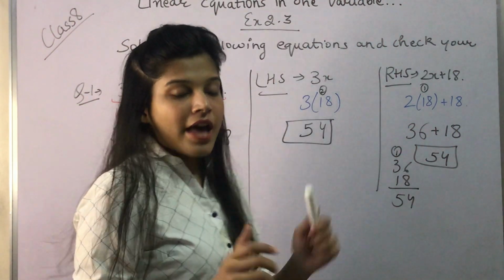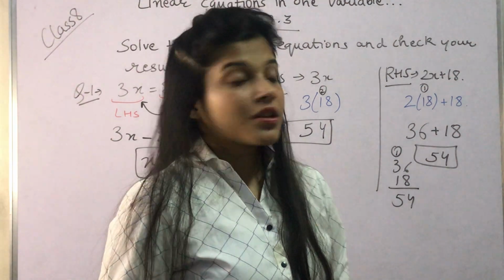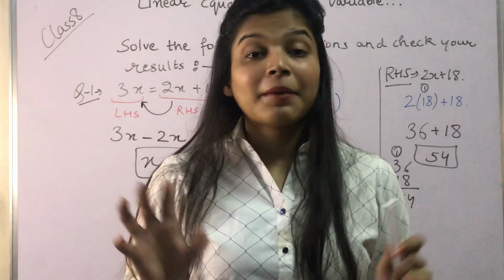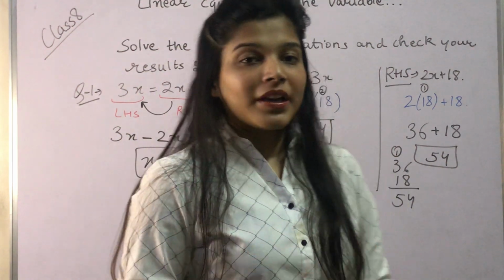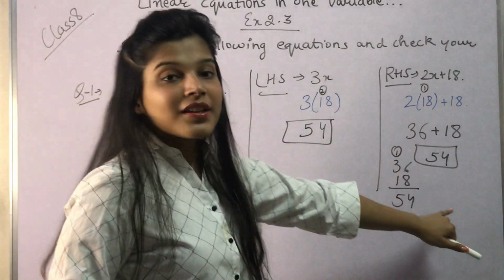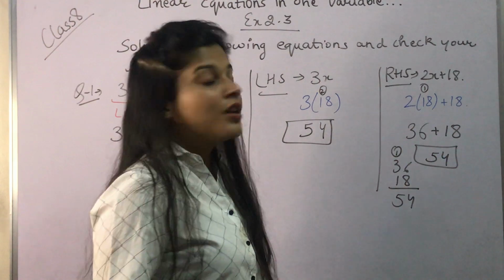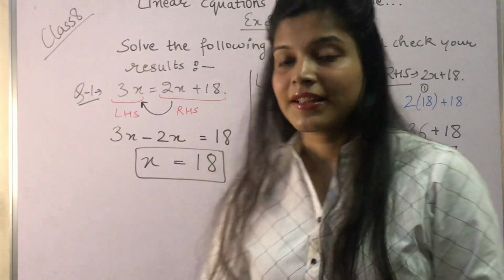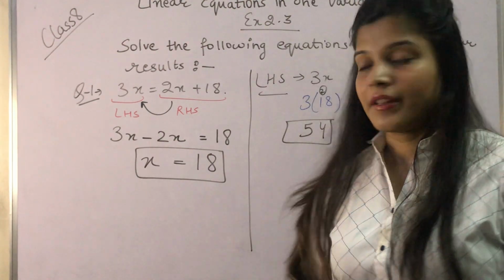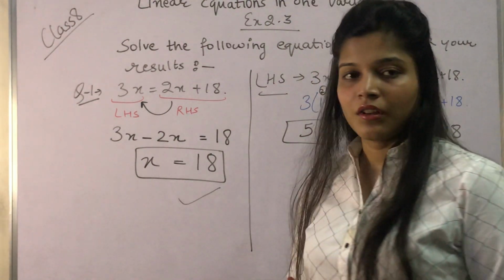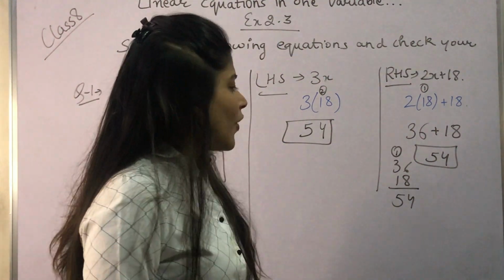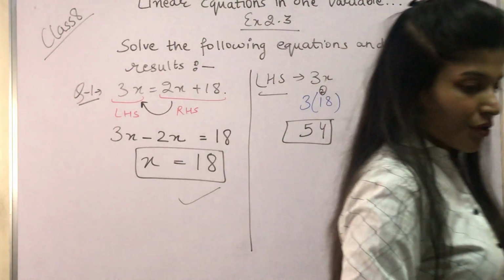It means that our answer is right. If LHS is not equal to RHS, it means we have made a mistake somewhere. But here LHS is giving us the same answer as RHS, so that means our answer is right. The value of x is 18 only. This is correct. Alright, so this was our question number 1. Now let's come to the next question.